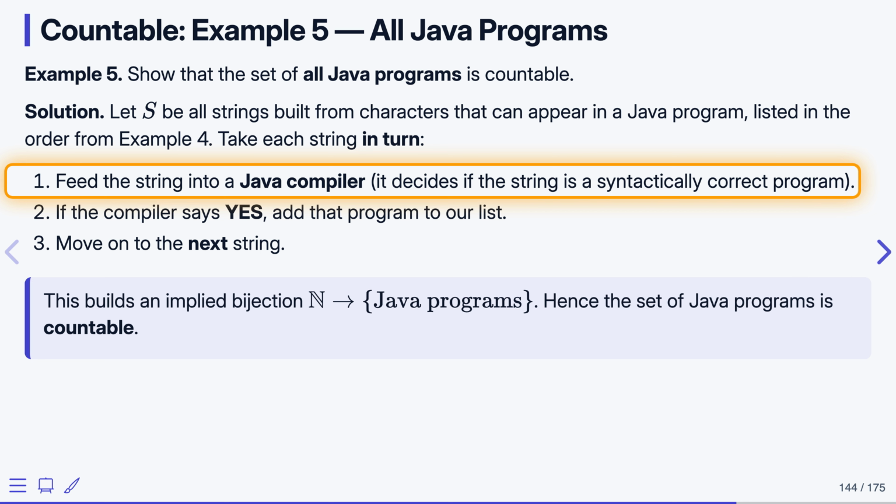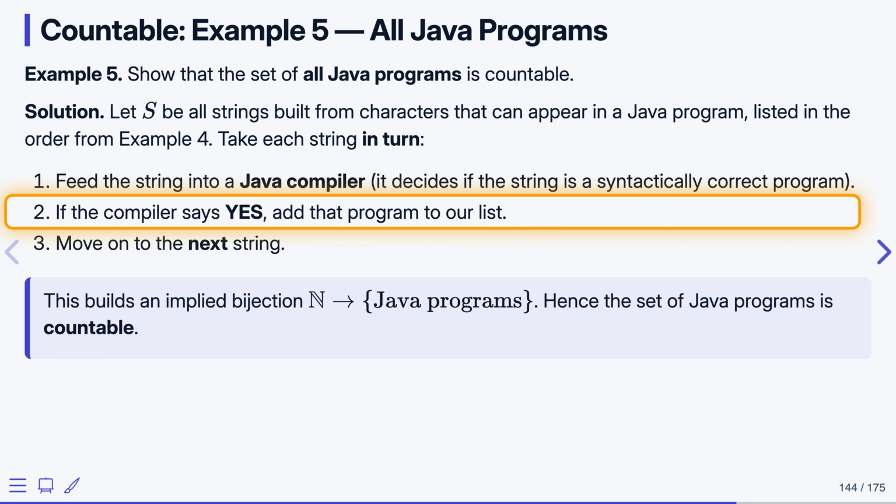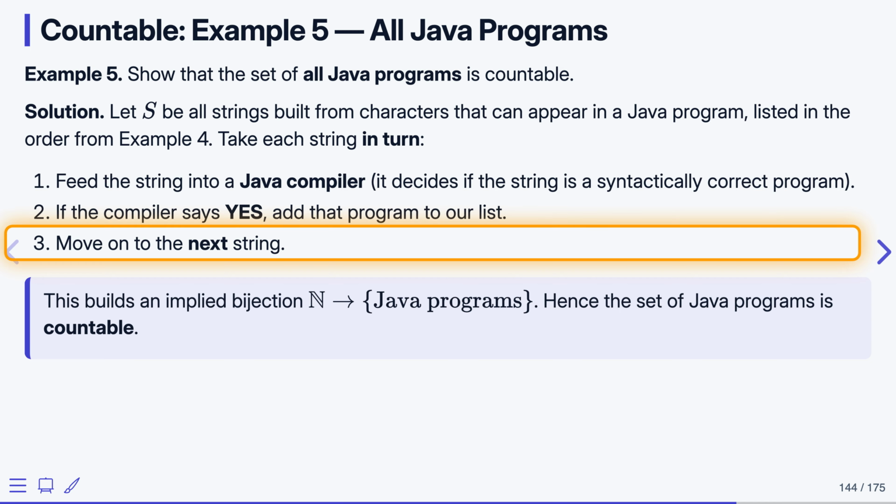For each string, we feed it into a Java compiler. A compiler can check whether the string is a correct Java program or just nonsense. If the compiler says yes, this is a valid program, we add it to our list of programs. If not, we skip it and move to the next string. Walking through all strings this way produces a list of every Java program, so the set of all Java programs is countable.